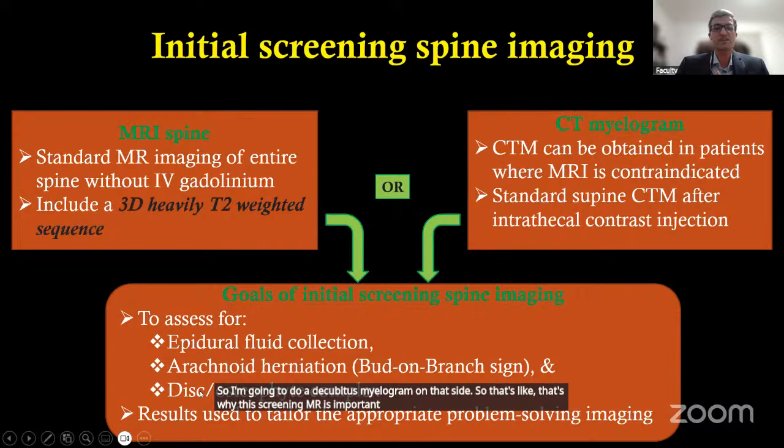And also if there is an epidural collection, I'm going to look for any large disc osteophyte complex, which would tell me, okay, this is where I'm going to focus, to make sure I'm not going to miss a leak at this site. So these are the things we look for. Okay, and based on these findings, I'm going to tailor my appropriate problem-solving imaging.